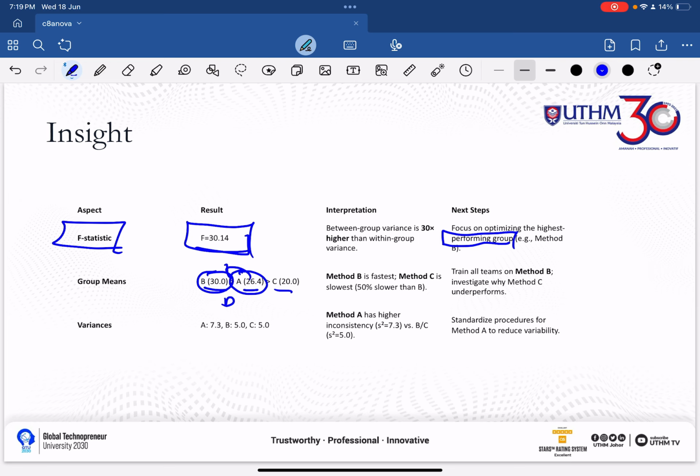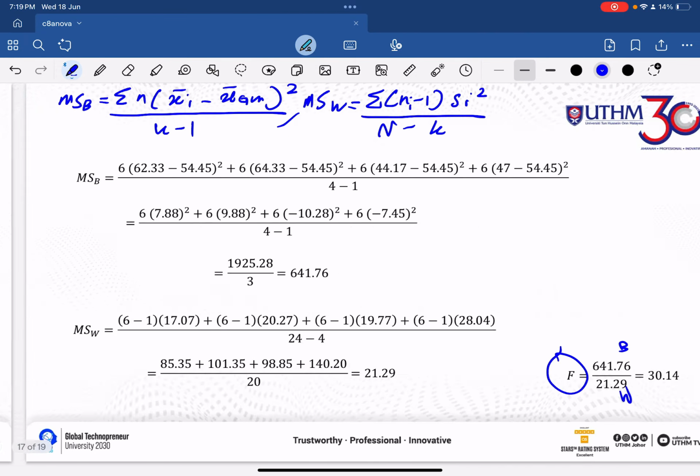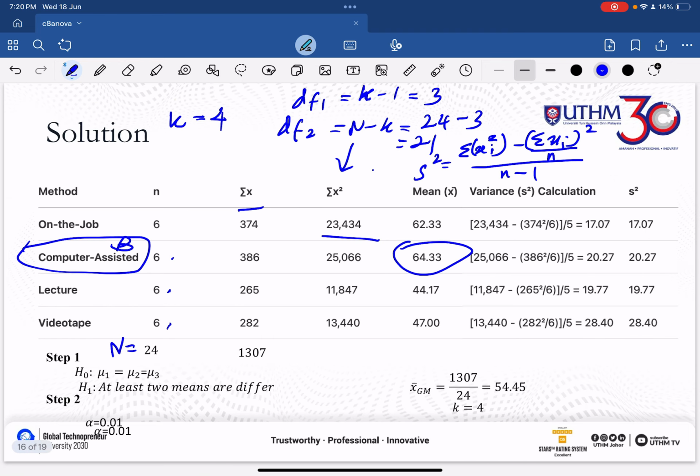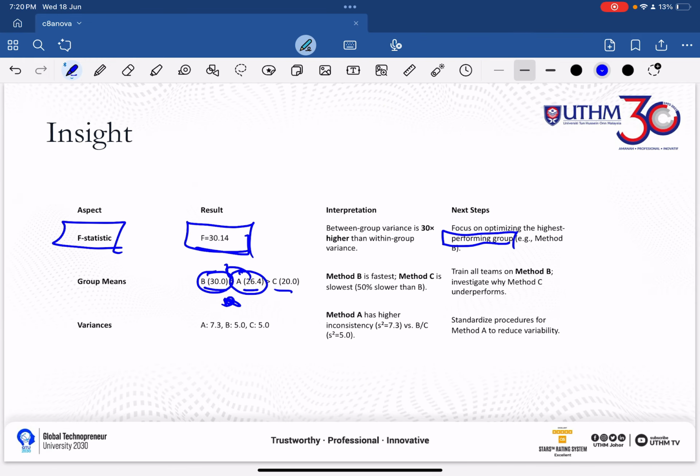And then D, we have D is basically how much? Sorry, that is the other, this is for the other problem. They only have 3, but if you look here, the highest mean is B, and then A, and then D, and then C. C is the lowest. So we can see that method B has the fastest productivity. So follow B. Okay, train all teams using method B, and then investigate why method C underperforms. Why does it have the lowest productivity?